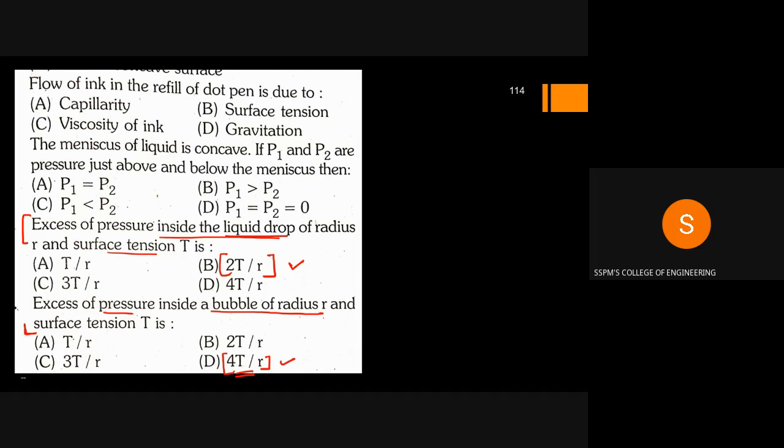Now this one is on capillary action. Flow of ink in the refill of a dot pen or ball pen is due to capillarity. So ink will flow inside the refill just because of the capillary action.